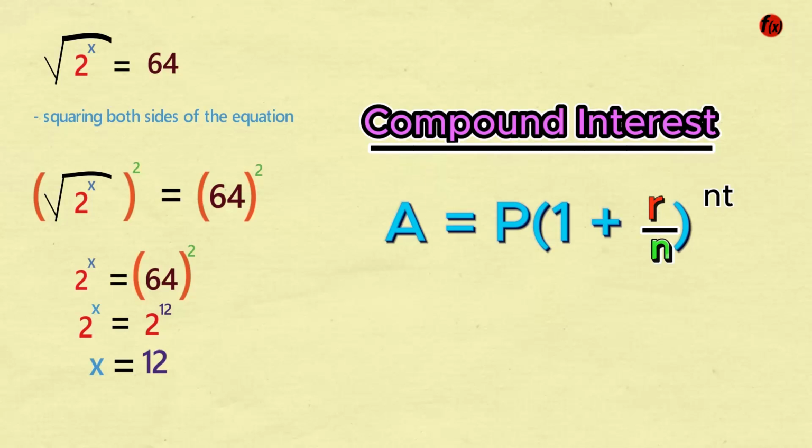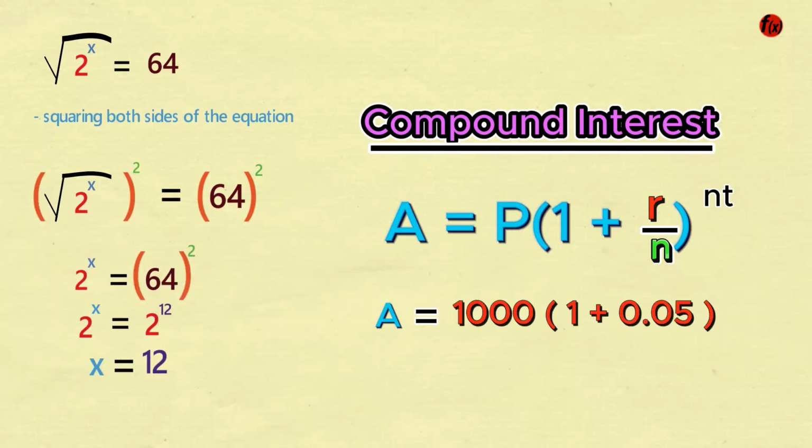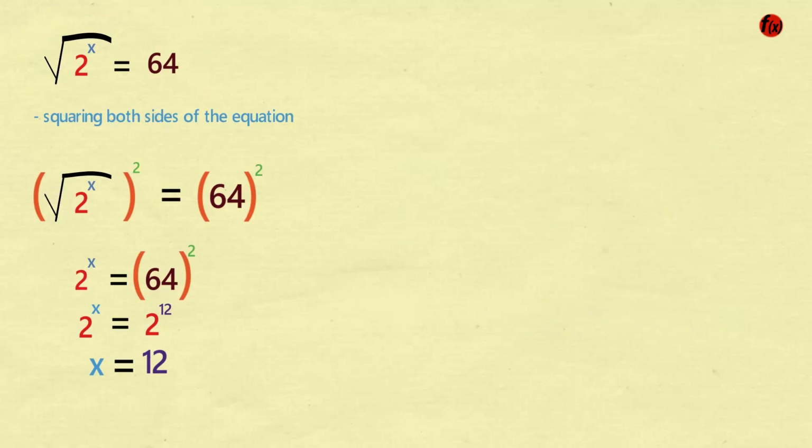For example, if you invest $1,000 at an annual interest rate of 5% compounded annually for 10 years, the formula becomes A equals 1,000 times (1 + 0.05) to the power 10. This is similar to the exponential growth we saw in the equation 2 to the power x.